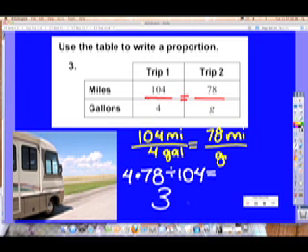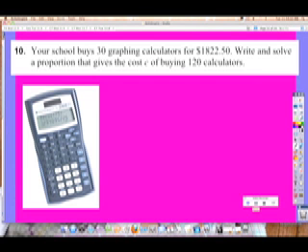Okay, so it says your school buys 30 graphing calculators for $1,822.50. Do you believe that that's how much they really cost? No. Yes, graphing calculators are insanely expensive. You gotta be so nice to them. So setup, I probably would have done 30 calculators, C for calculators, over the money, $1,822.50. How many of you did the same part? Same thing on that side. Good job.